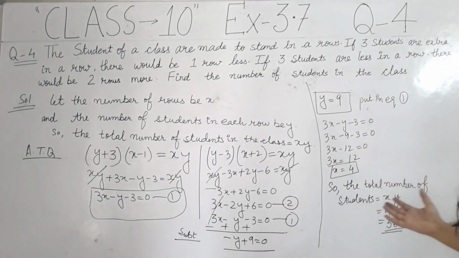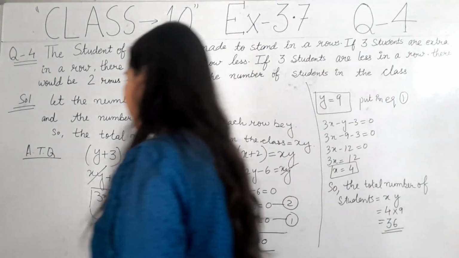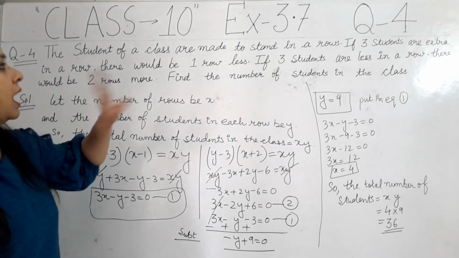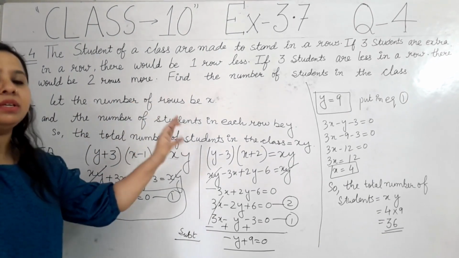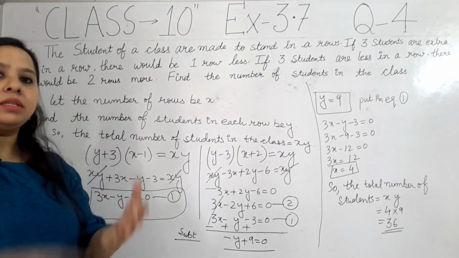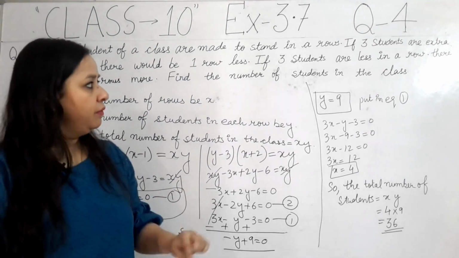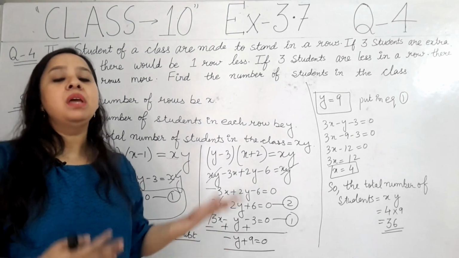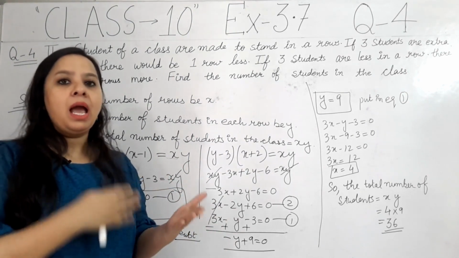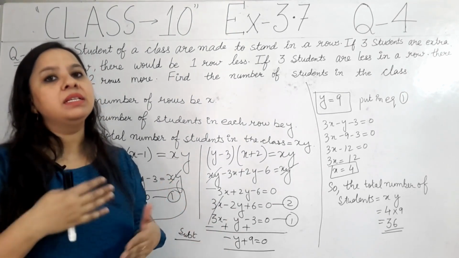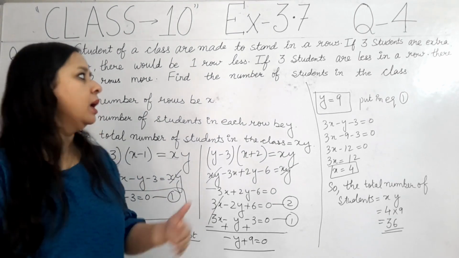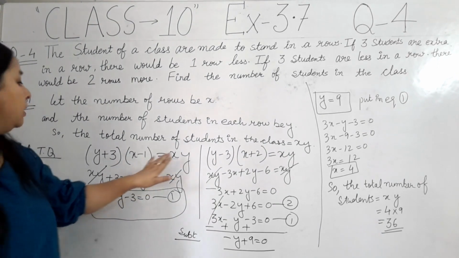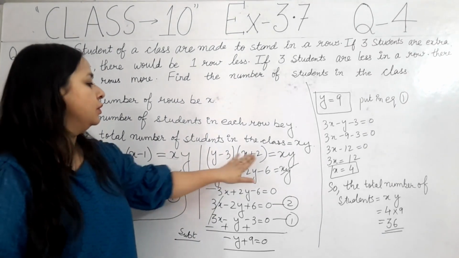Friends, hopefully you have understood the question. It is a very easy question. I re-explain it. In this question we have to find the total number of students, and the students are arranged in some manners, means in some rows, and we have different situations. If we reduce or increase the number of rows, the number of students in a row and the number of rows will also increase and decrease accordingly. Okay, so if we increase the students by 3, the number of rows will decrease by 1. Okay, if we decrease by 3, then it will increase by 2.